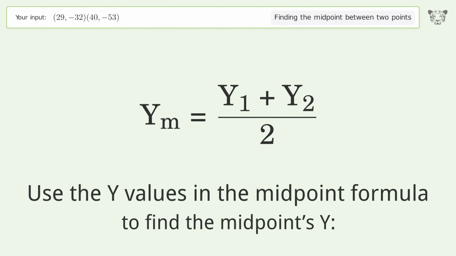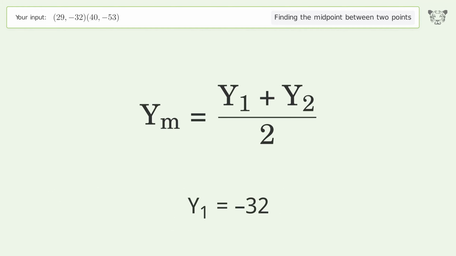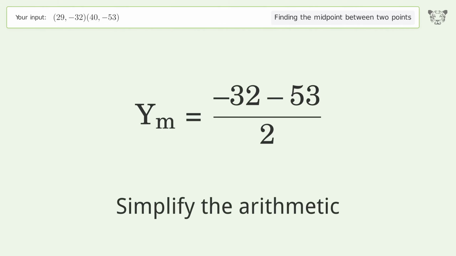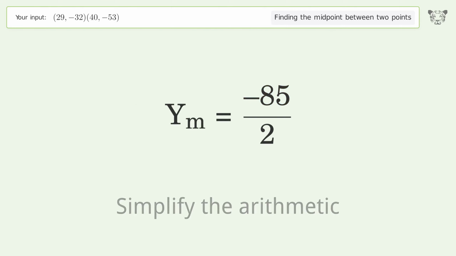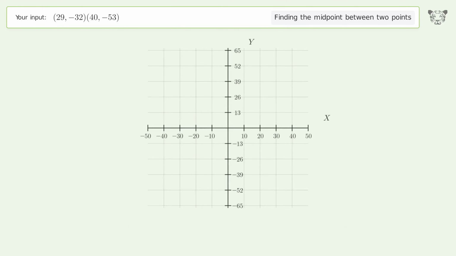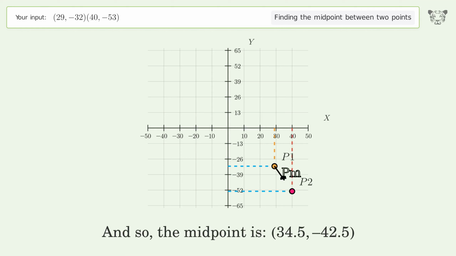Use the y values in the midpoint formula to find the midpoint's y. y1 equals negative 32. y2 equals negative 53. Simplify the arithmetic. And so, the midpoint is 34.5, negative 42.5.